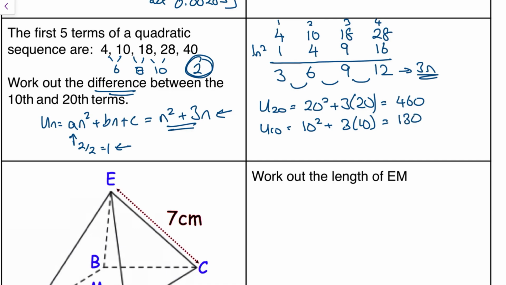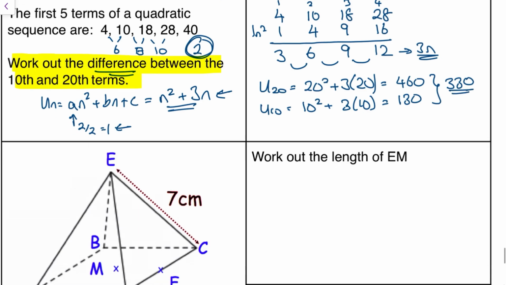Now, I have to say, last couple of videos, I've missed the odd thing here and there because I'm not following my own rule of checking the question. So I'm now going to go back, read the question. So it says, work out the difference between the 10th and the 20th terms. So I've worked out the 10th, I've worked out the 20th, which means the difference, which is my answer, is going to be 330. And that's my answer for that question.